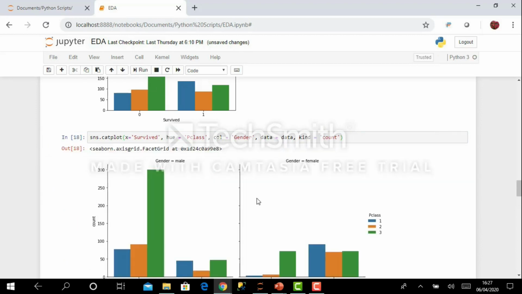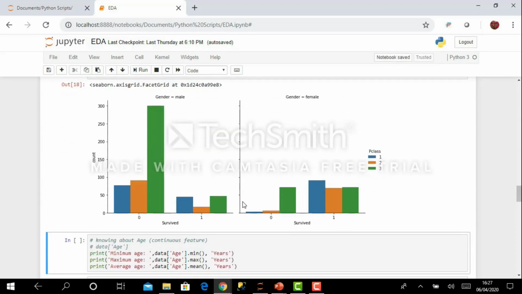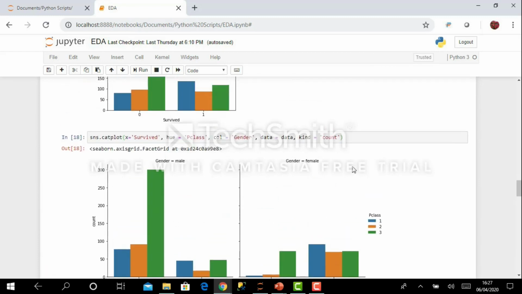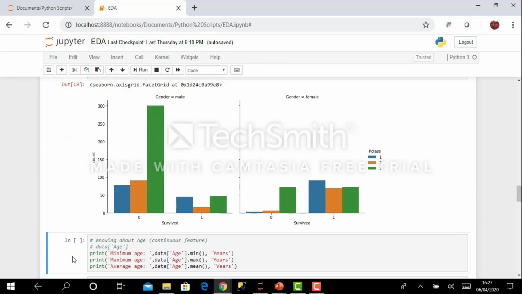Okay, so you can see now that I have set the column equal to gender. That's why two subplots are generated. One is for gender equal to male and another is for gender equal to female. So for gender male, survived and not survived, and in survived and not survived I have these different Pclass members, right?